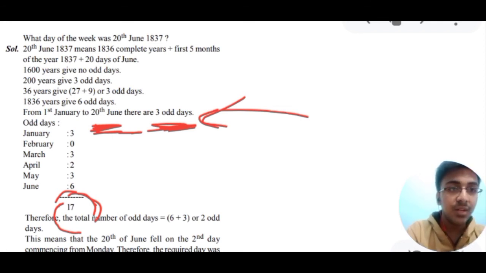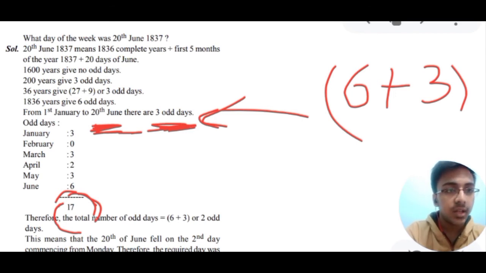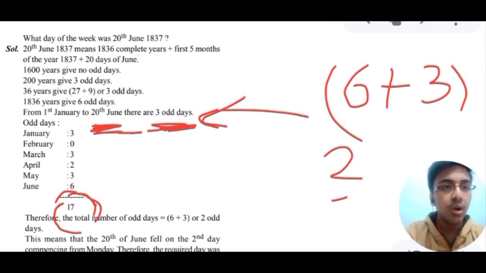Okay, in 17 we can still make groups of 7. You have to reach the minimum value you can reach. So we can again divide 17 by 7, and you will get a remainder of 3: 14, 15, 16, and 17. So now we know we already have 6 odd days. We got 3 more. What is 6 plus 3? It's 9. In 9 we can get one more group of 7, and we will be left with 2 odd days.